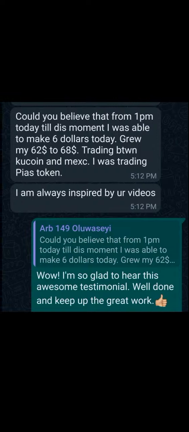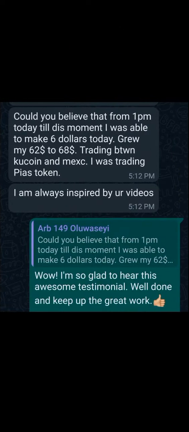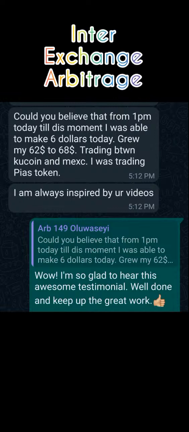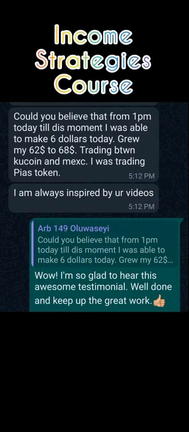Now, what about what happened the following day? This was a 10% increase. He traded for a couple of hours and he made a 10% increase on his trading that day. For those of you wondering how much you can make in inter-exchange arbitrage, this is an example for you, because this is inter-exchange arbitrage at its best. And he utilized all the skills, all the information, all the strategies that we teach in our Income Strategies course.